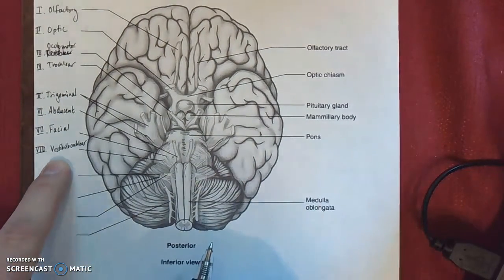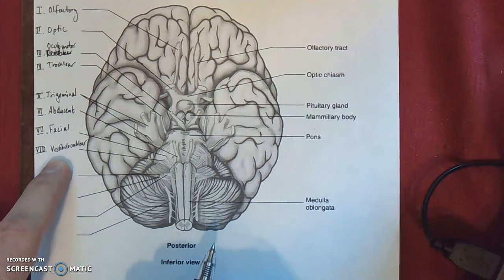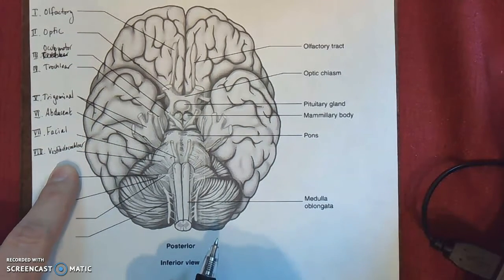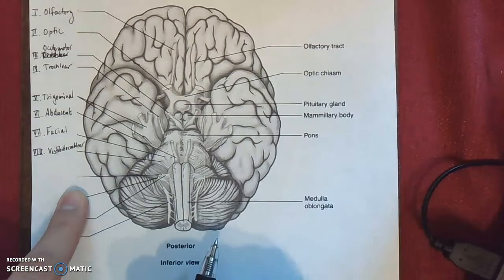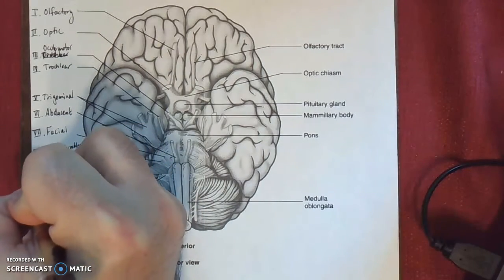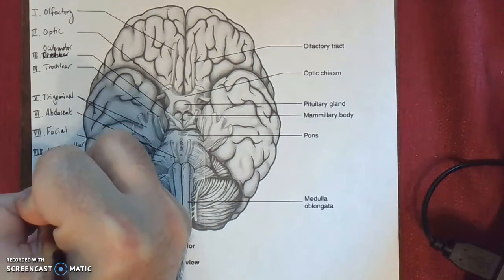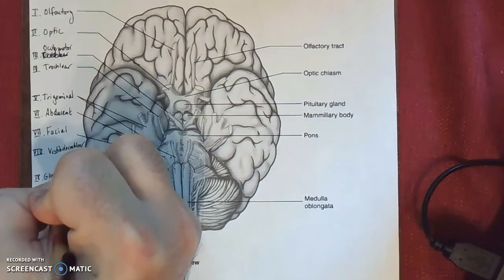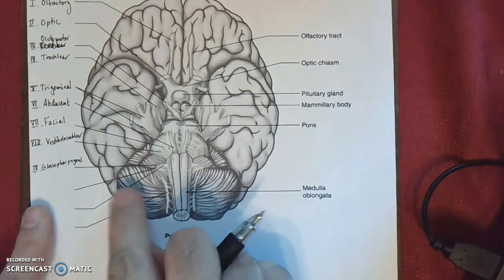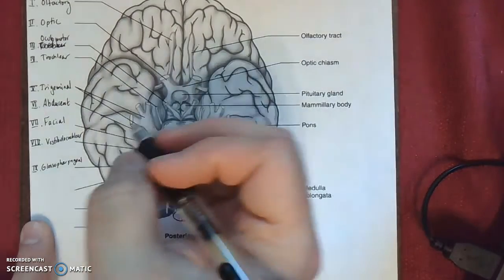The vestibular system is the one that deals with our sense of equilibrium or balance. Cochlear refers to the cochlea, which is the organ of hearing. So putting those two together gives us its function. Right below that is our glossopharyngeal. And our vagus nerve.